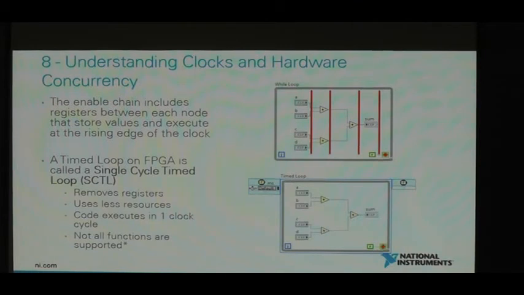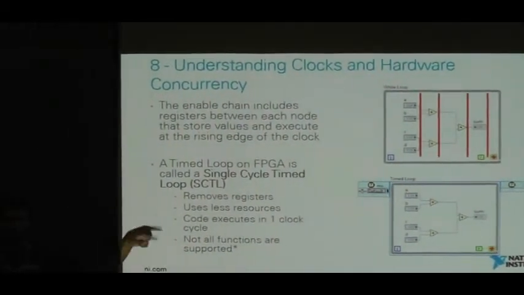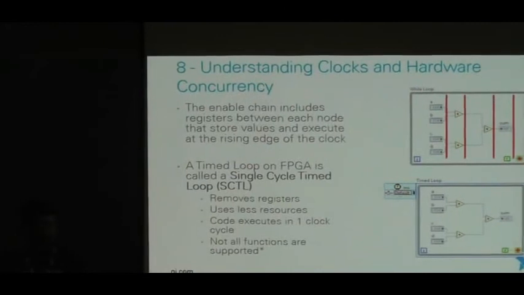Some functions by nature take more than one iteration to actually run, so they can't be put in one tick. For example, doing analog inputs and outputs by default takes more than one clock cycle. But you could read a digital input in a time loop, for example.